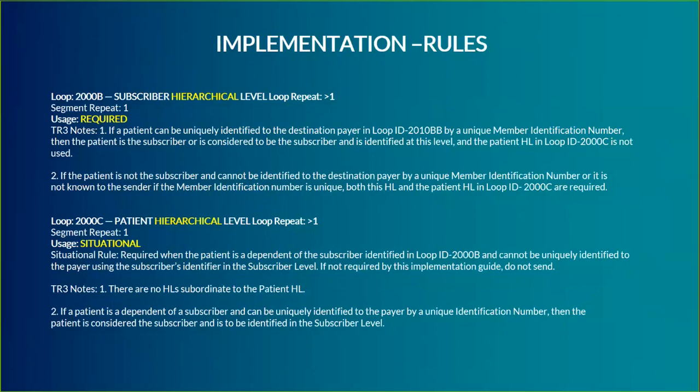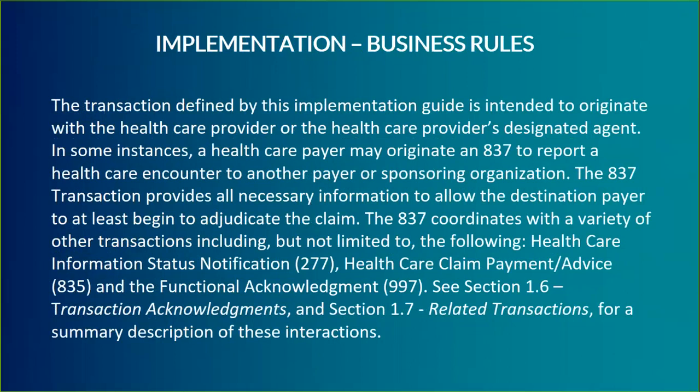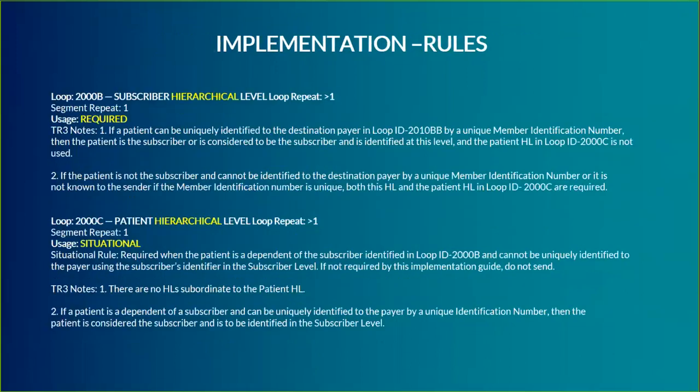Now, there are additional notes. Okay, that's the rule right there. And then the bottom two are actually notes. And it says there are no HL subordinate to the patient HL. Remember before when I did up above. So up here, what that's saying is that within this, there's nothing else beneath it, so that entire loop is not used.